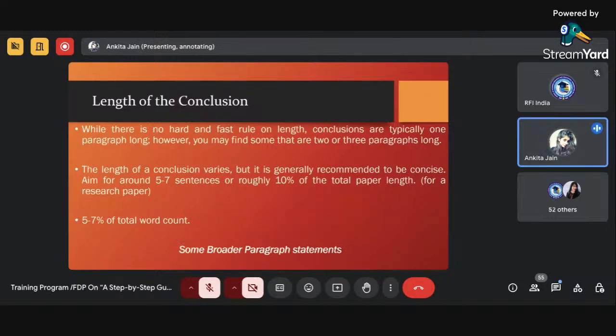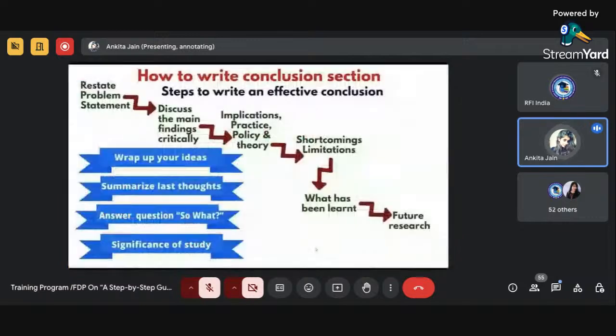If that is not suitable, then you can use this particular guideline: 5 to 7 sentences, or if we talk about a thesis, 10% of your whole thesis can be the conclusion, not more than that. So in any way you can choose, you can find the right length for the conclusion. Basically, some broader paragraph statements come in the conclusion.